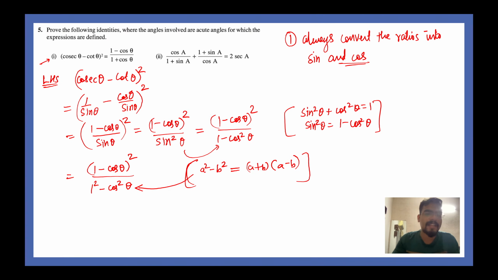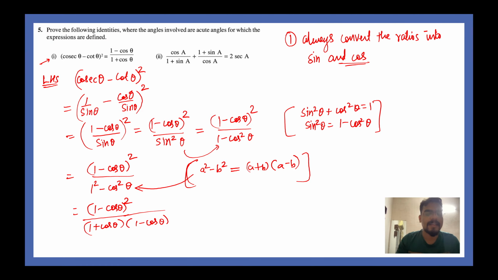So doesn't it look like this is a square minus b square? Now the next step should be (1 minus cos theta) whole square divided by, now 1 square minus cos square theta can be written as (1 plus cos theta) multiplied by (1 minus cos theta).